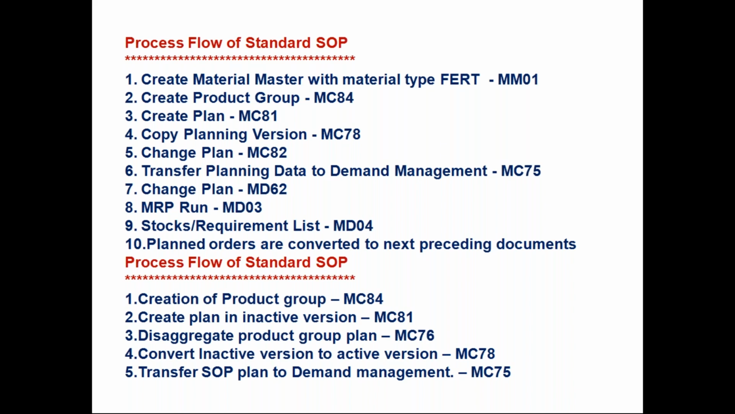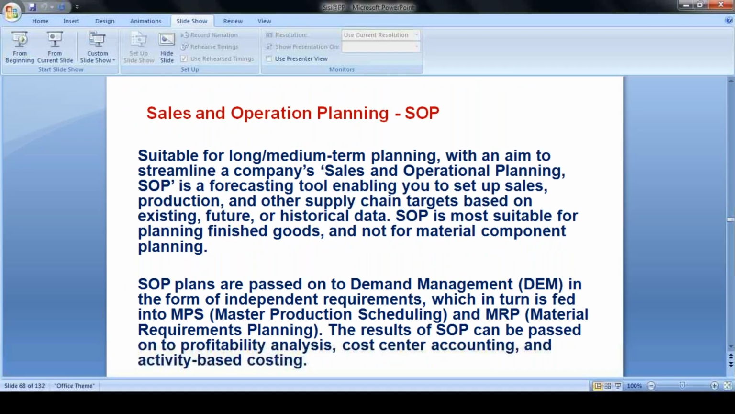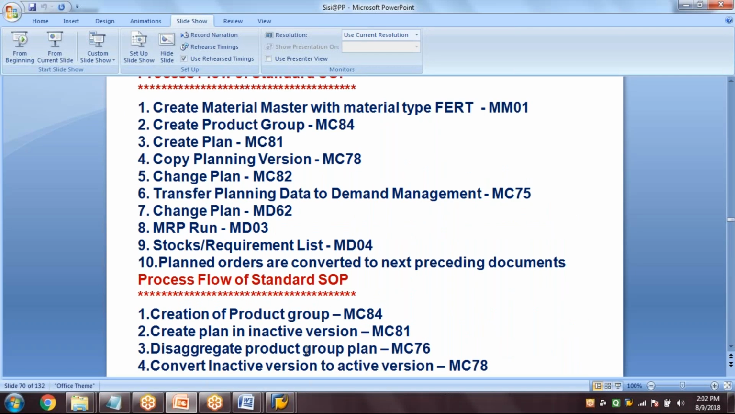Normally yesterday we have seen the demand management, that is creation of planned independent requirements. There we have created the requirements for an individual product, whereas the sales and operation planning is done for an individual product or a group of products. And these are the steps and the process flow we are going to perform for sales and operation planning. Before this we'll take an example of how this process takes place.